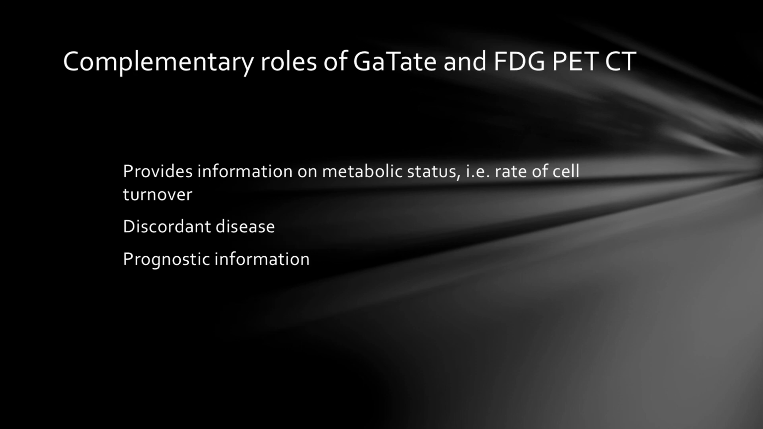Just a brief note, as mentioned, FDG PET-CT can be useful in providing information on the cell turnover or rate of growth or aggressiveness of a tumour, and it's also important in identifying discordant disease, which is the term we use for disease which is not expressing the somatostatin receptors anymore, so it's GAT8 negative, but it's FDG positive, as these patients are unlikely to respond well to PRRT. It also gives us some prognostic information.